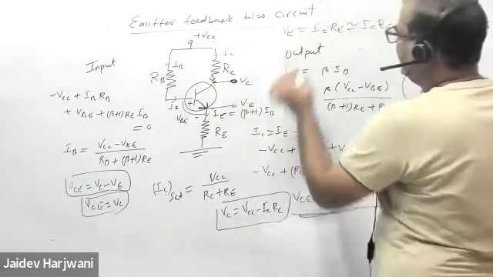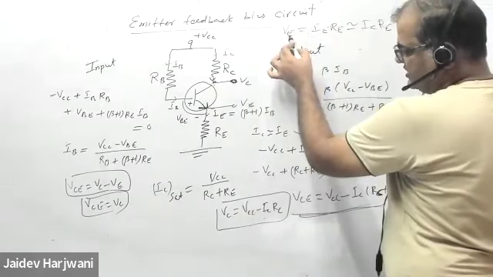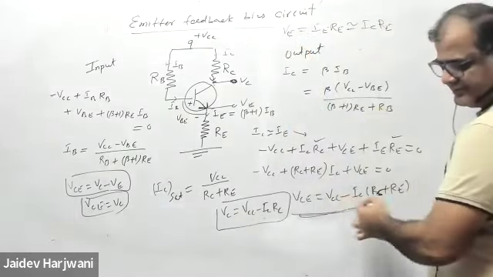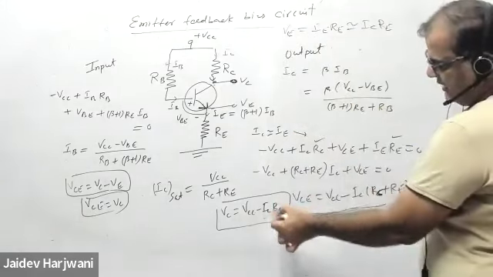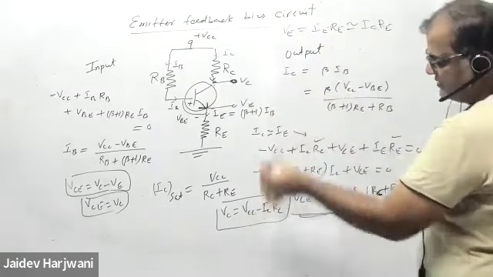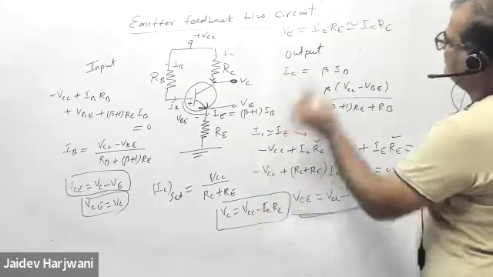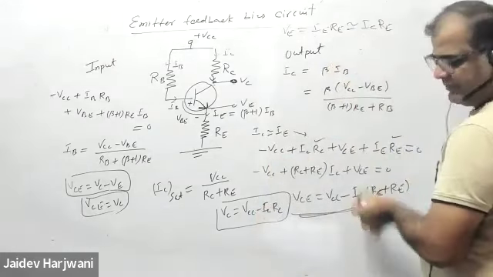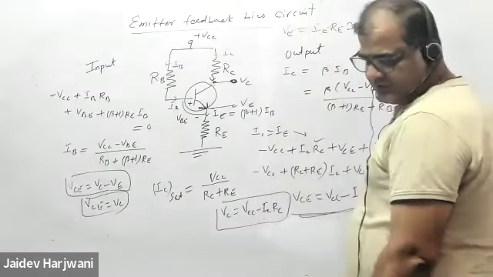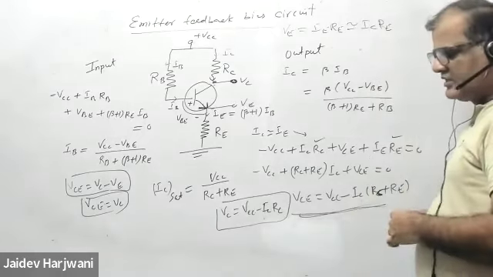Now VC minus VE, VCE again will come from this equation. If you do minus, again you will get the same equation. You do it minus: VCC minus ICRC minus ICRE, again the same equation will come. So this point should be clear. Is there any doubt?